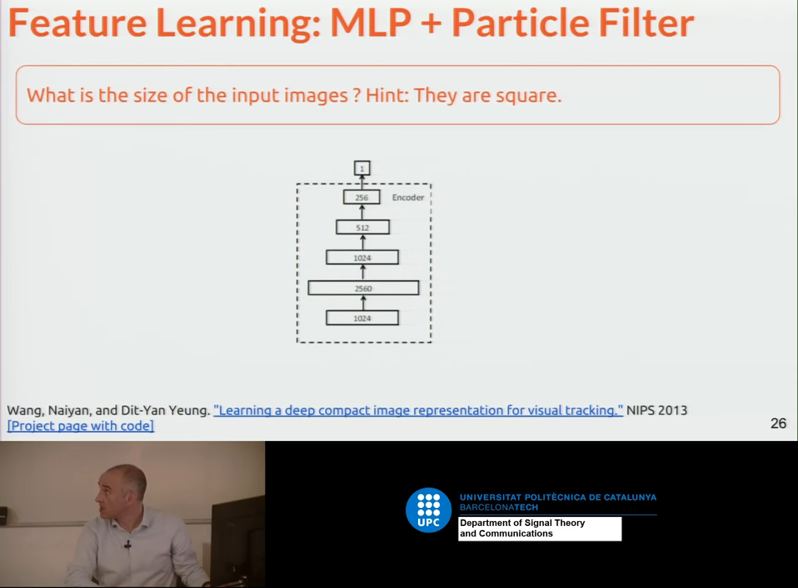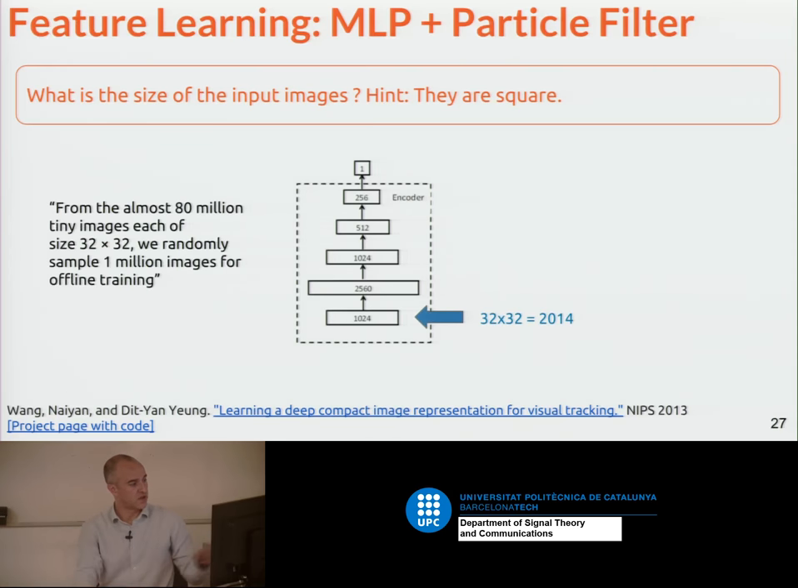Just to make sure that you understand what I'm talking about, in this network, do you know what was the size of the input images? Or at least, do you know how you could compute the size of the image with the information you have here, if I tell you they are square? Yes, the base two logarithm of the input. Yeah, so you have this 1024 and it's flattened. It's a multilayer perceptron. So actually it's 32 by 32. They actually took 80 million, so not bad. Tiny images.